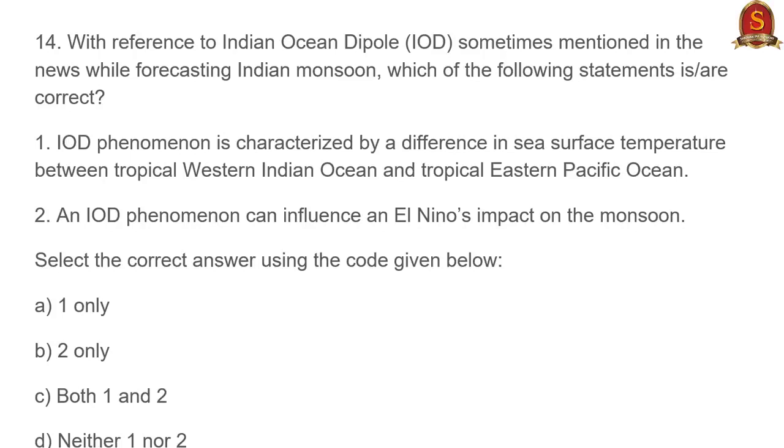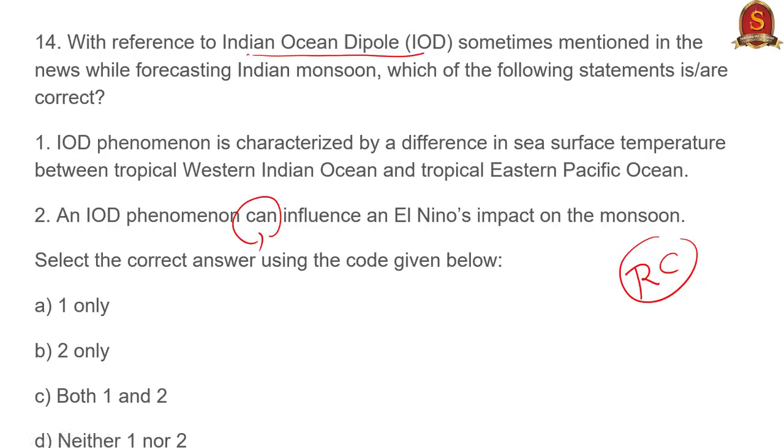Moving to question 14. Now this is one of the interesting questions. Indian Ocean Dipole. With reference to Indian Ocean Dipole, sometimes mentioned in news who are forecasting Indian monsoon, which of the following statements are correct? Now, if you ask me, this is a reading comprehension question again. Look at statement 2. An Indian Ocean Dipole phenomenon can influence an El Nino's impact on monsoon.